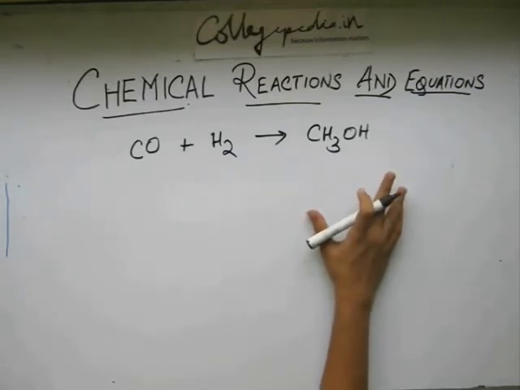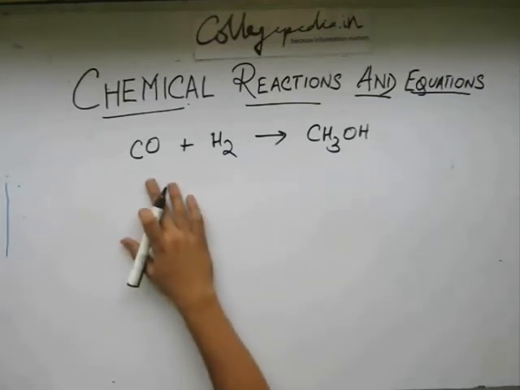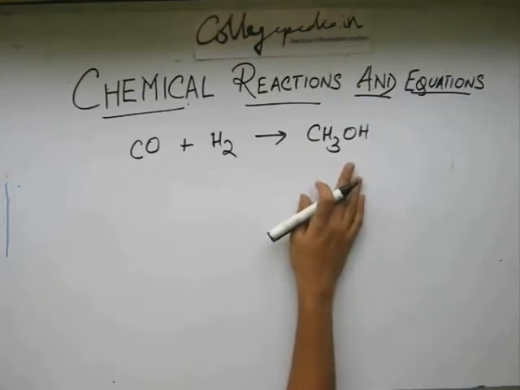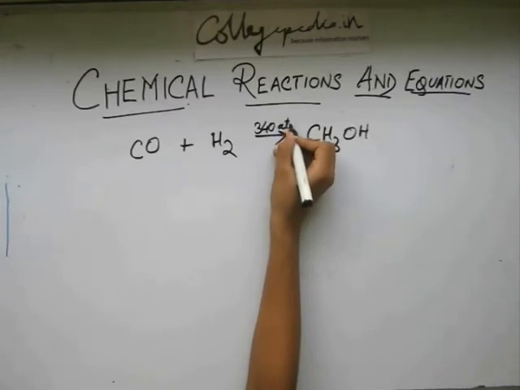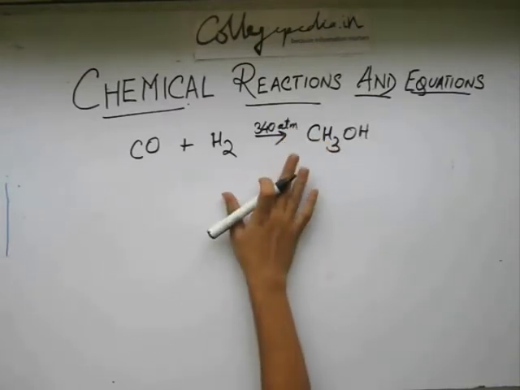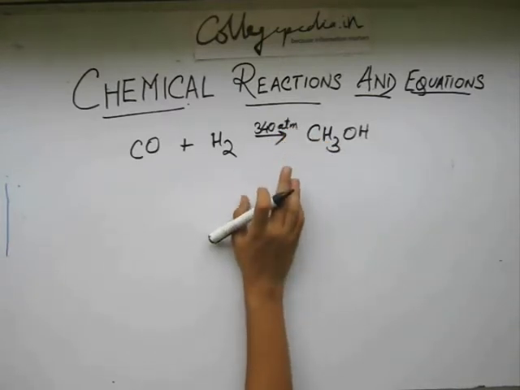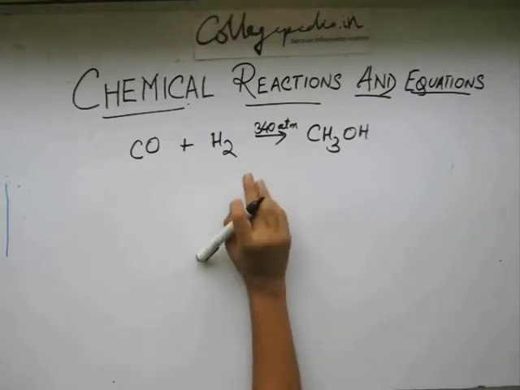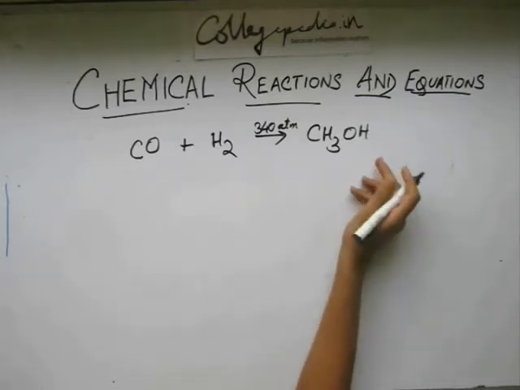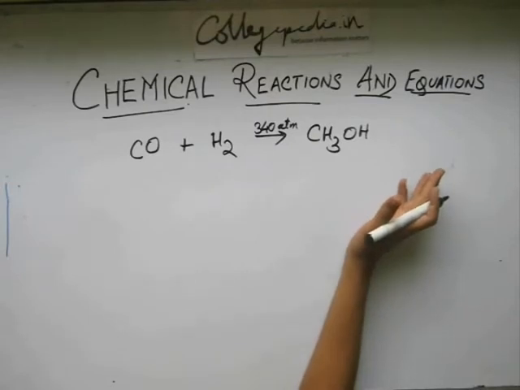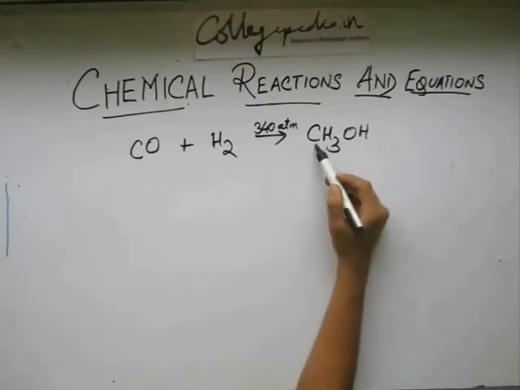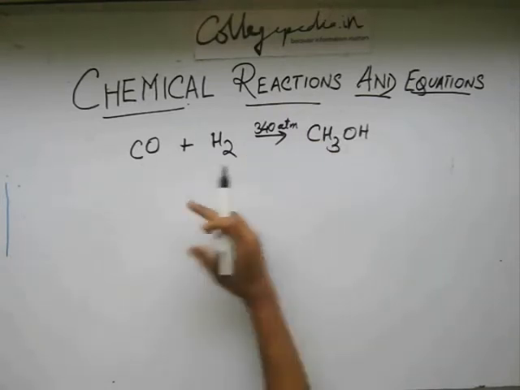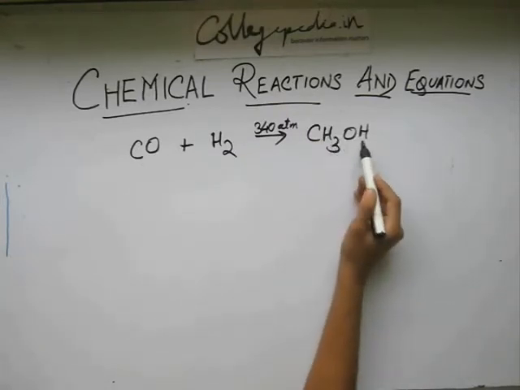Just for balancing. We have carbon monoxide and hydrogen reacting to give CH3OH, and the pressure is 340 atmosphere. You'll not be asked all these, what is the pressure and all. Just balance this reaction. So CH3OH is your most complicated substance. Carbon, only one carbon. Here 3 plus 1, 4.